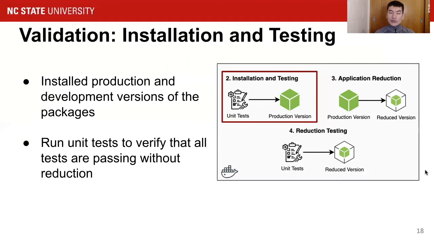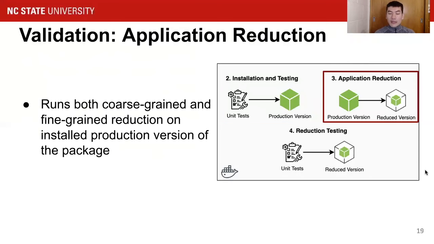The next step was to install the original version of the applications and run the unit tests, and filter out the applications for which, even without reduction, the unit tests are not passing. The next step was the application reduction itself. We ran both coarse-grain and fine-grain reduction on the initial production version of the applications.